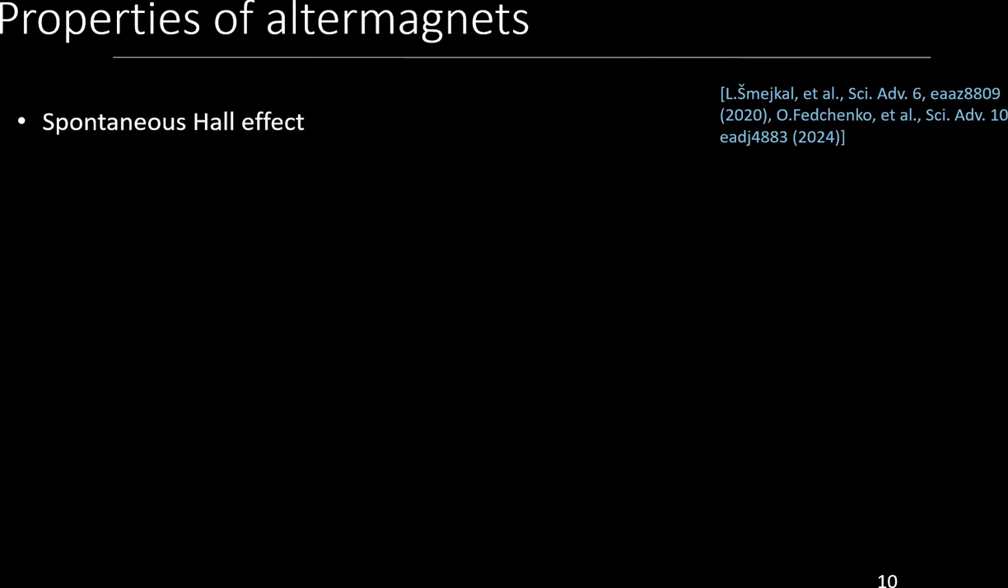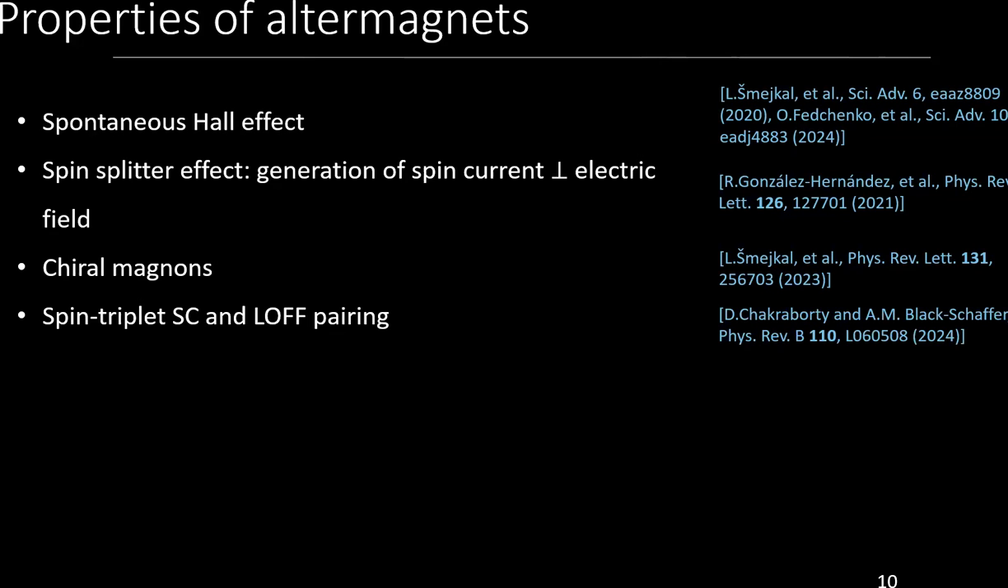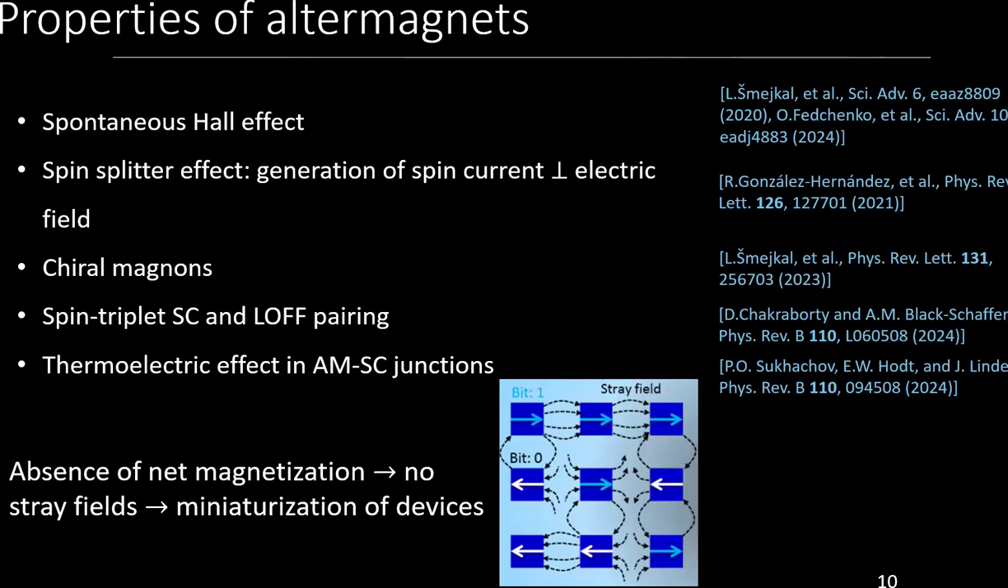All right, what are the properties of altermagnets? Altermagnets show spontaneous Hall effect, which is essentially interesting because we observe Hall without magnetization. They show spin splitter effect, which is a generation of spin current perpendicular to the electric current. The magnons are chiral. They can show spin triplet superconductivity and finite momentum Cooper pairing with zero net momentum. They show unusual thermoelectric effects in altermagnet superconducting junctions. So there are quite a few properties, and one of the major directions in the discussion of these properties is that altermagnets have no net magnetization.